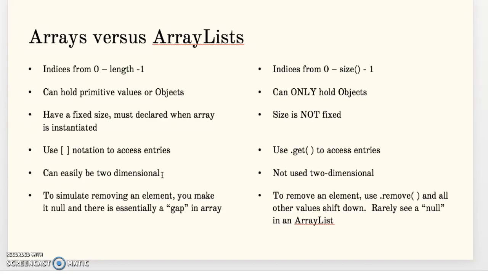And then with arrays, when we want to remove an element, we would typically make it null if it was an object, or 0 if it was an integer, false if it was a Boolean, etc. And there would be a gap in an array. In an array list, we would use the .remove method, and then everything's going to shift over. You're not going to see a null element in an array list.